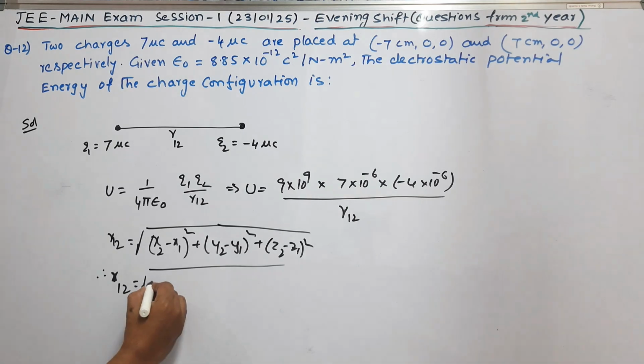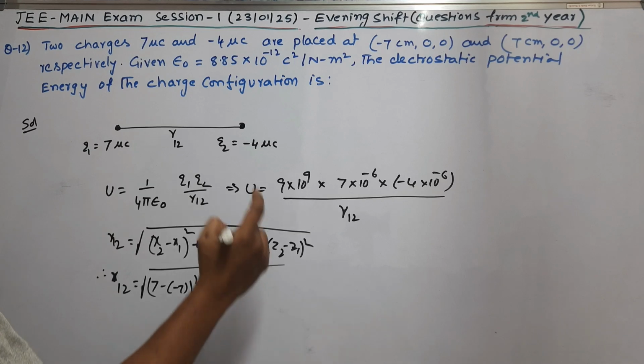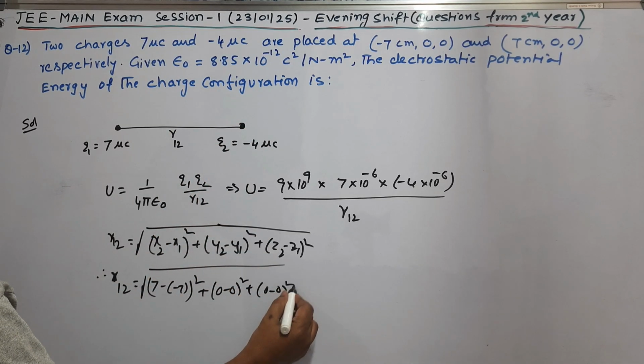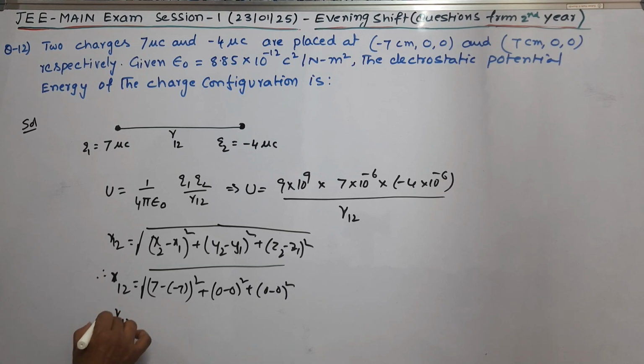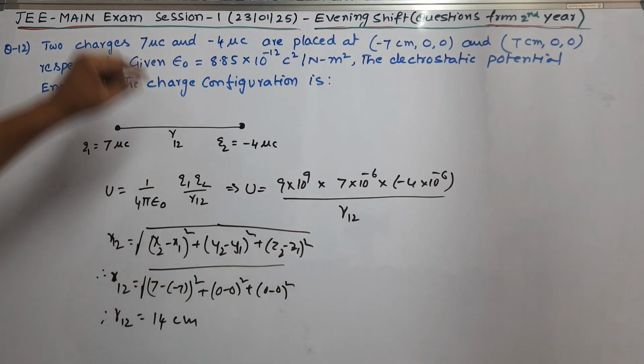Therefore, R12 is equal to the square root of x2, which is 7, x1 equal to minus 7, whole square, plus 0 minus 0, because y1 equal to 0 and y2 is equal to 0, whole square, plus 0 minus 0 whole square. Therefore, R12 is equal to 14 centimeter.